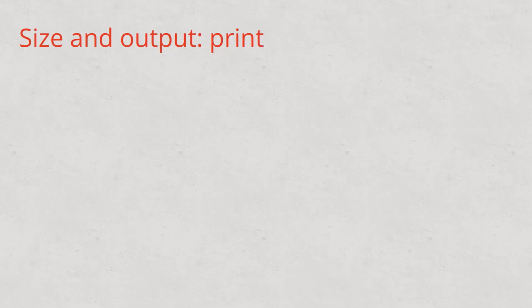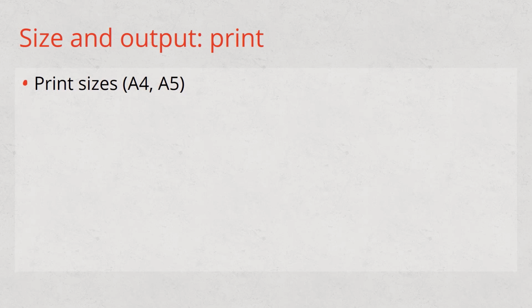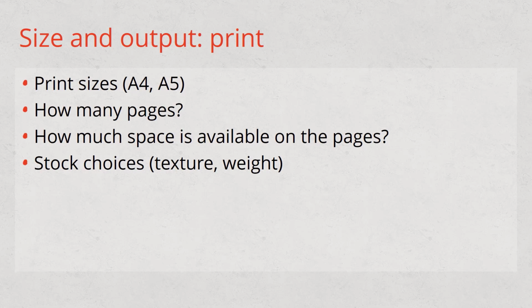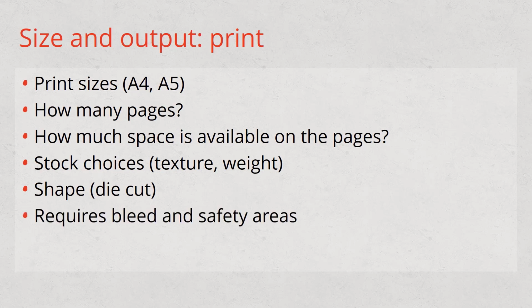So let's look at the size and output first. With print, you have fixed sizes usually, something like A4, A5 if you're in Australia. You usually know exactly how many pages you're going to print, and usually that creates a limitation around what you are able to put in the design. How much space is available on those pages? And there you also have choices in stock. You can decide on what the texture of the paper will be, what the weight of the paper will be. And if you want to be really fancy, you can use die cutting to change the shape of the prints.